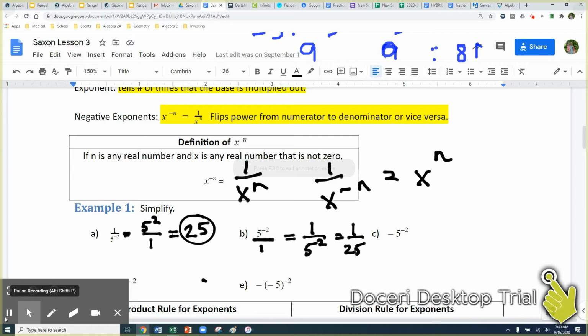So far I've got 1 over 5 to the negative 2 is equivalent to 25. And 5 to the negative 2 makes that 5 squared go down into the denominator, and that's going to give me 1/25.